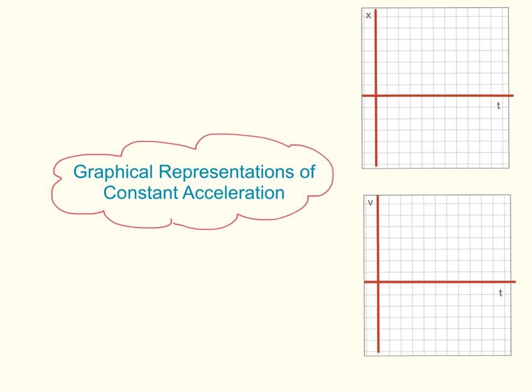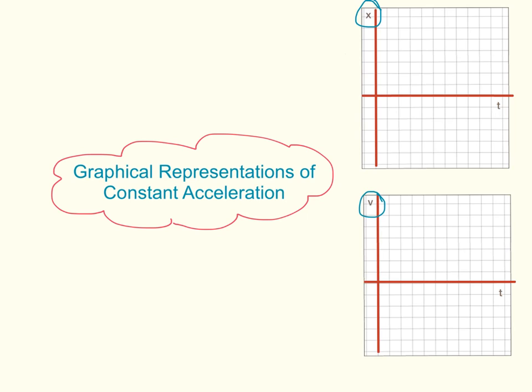So we're going to be working with two types of graphs. We have position versus time graphs, and we also have velocity versus time graphs. And if you remember correctly, the slope of the position time graph is velocity. Because let's say we had something like this, the rise over run would be change in position over change in time, which is velocity. So in this case, this line would represent a constant slope or constant velocity.